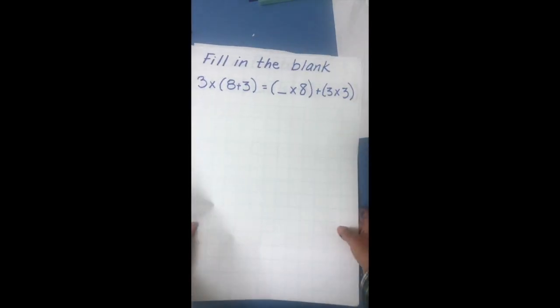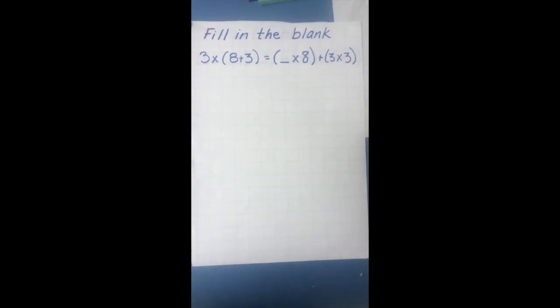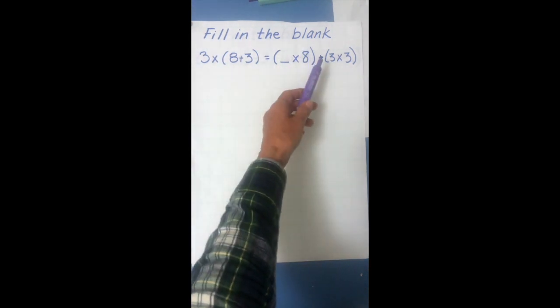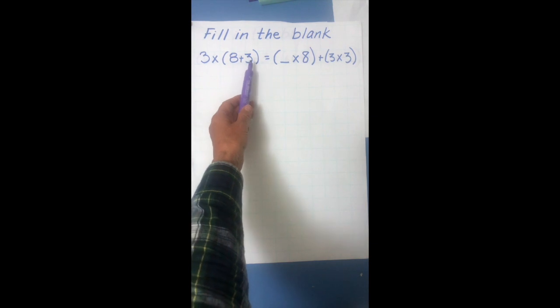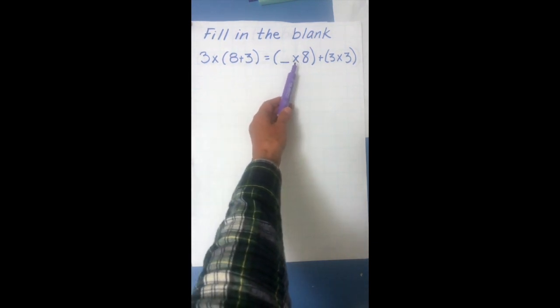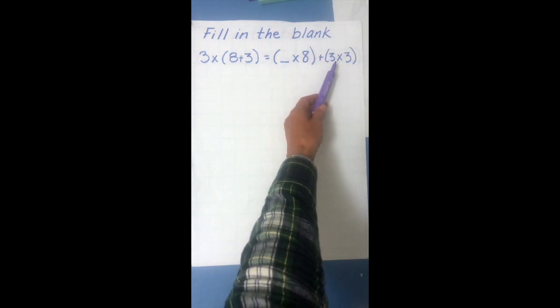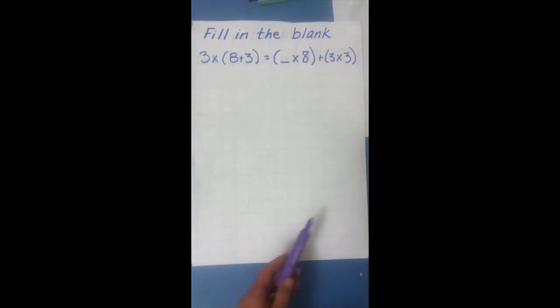So here's some examples. You might get some problems like this. One of them says, fill in the blank. So I have 3 times 8 plus 3 is equal to some number times 8 and plus 3 times 3. So it looks like they broke a number apart.